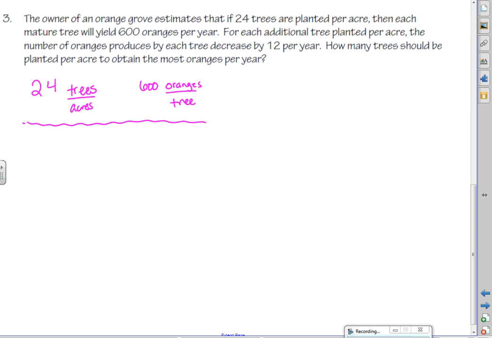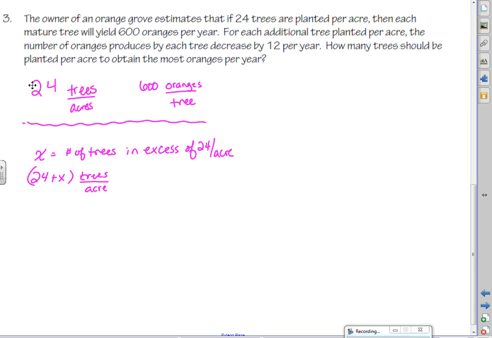So there's some sweet spot here where I should go ahead and increase my trees, even though it's going to reduce the overall yield a little bit. So where's that sweet spot? So let's let X equal the number of trees in excess of 24 per acre. Then I know that, see, that would give me 24 plus X. That'd be trees per acre, wouldn't it?